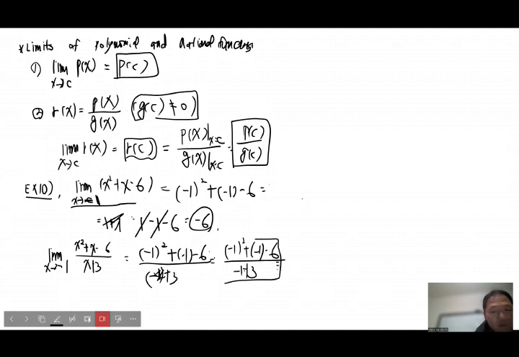So that is (minus 1) squared plus (minus 1) minus 6 over minus 1 plus 3. Now the numerator, as I said, is minus 6, and the denominator is 2. So the answer is minus 3 for example number 10.